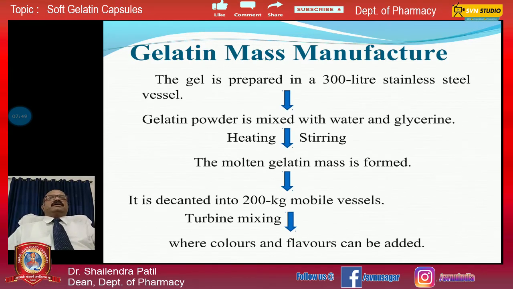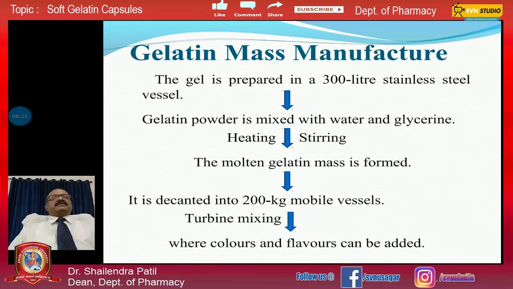Now coming to the manufacturing of the gelatin mass, you can manufacture the gelatin by the following method. The gel is prepared in a 300 liter stainless steel vessel. This is for commercial use. I am taking the processor for that. The gelatin powder is mixed with water and glycerin. Then it is heated and stirred, and the molten gelatin mass is formed. It is decanted into a 200 kg mobile vessel for the transportation of this material.